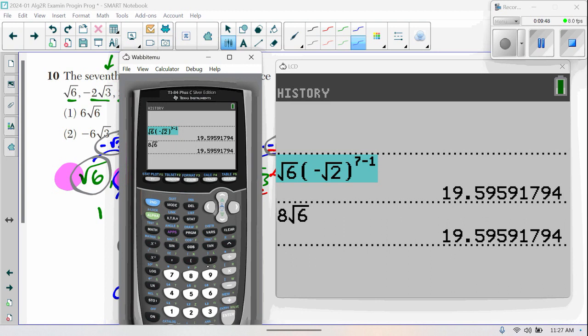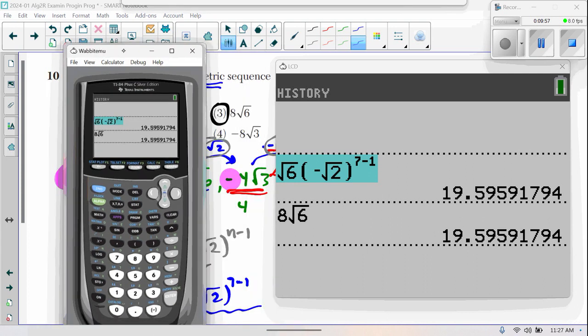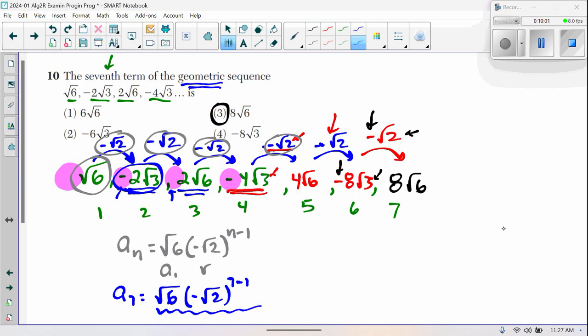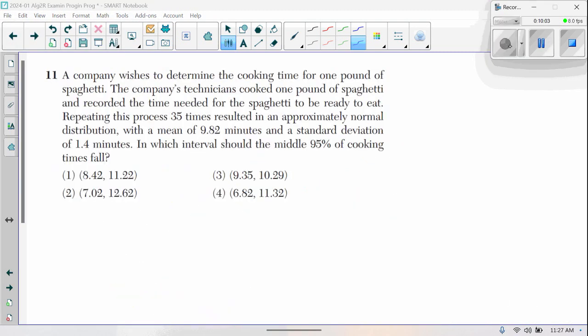There we go. Okay, the blue highlight is the explicit formula with n equals 7, and that's choice 3. You see that they are the same. All right, so let me just move this right here for the next time we need it. And the answer is choice 3. Simple. It takes more effort to read number 11 than it does to actually do number 11.